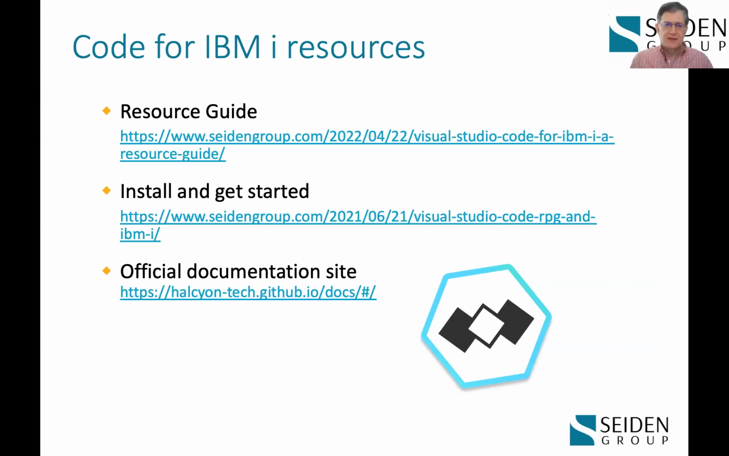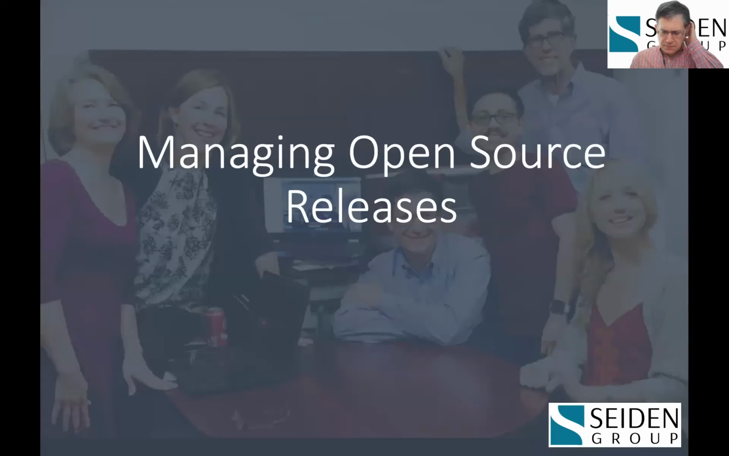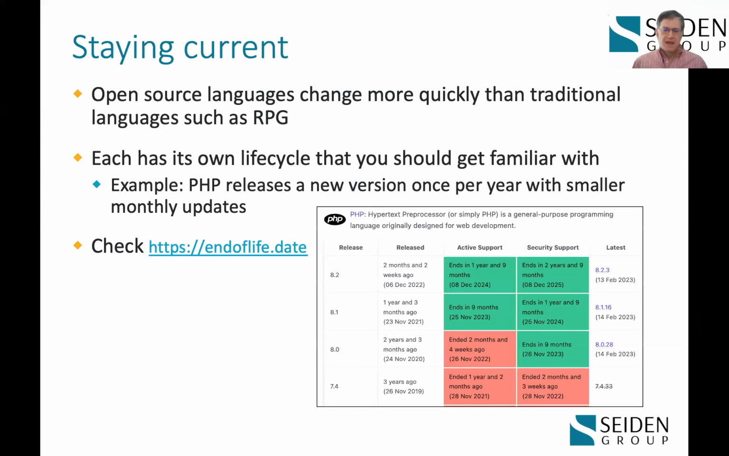So some more information about Code for IBM i. There's a resource guide that we have, a link to a lot of articles, installation steps, and the official documentation site as well. So about open source releases, how to manage them. When you use open source, you're kind of committing to staying up to date. So whereas RPG would improve and change over time, IBM didn't really remove very much quickly, and you didn't feel like you had a security issue if you kept your RPG the same for some time, because everything happened under the covers. The security improvements are kind of underneath for the most part. And so things move more quickly. So you just have to be aware of the cycle. Each language has its own life cycle to know.